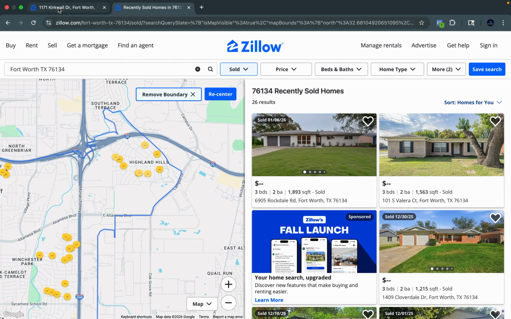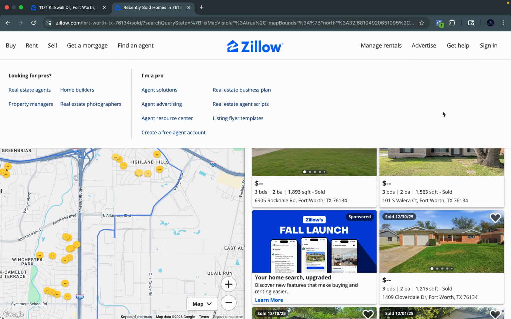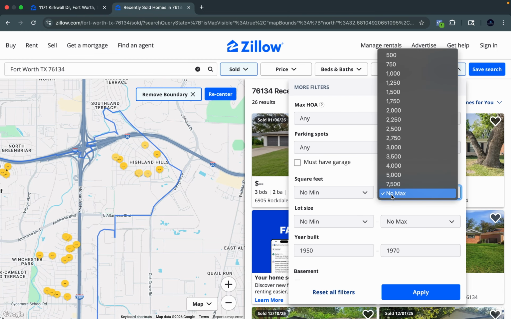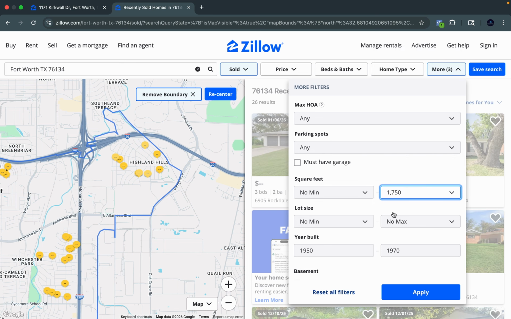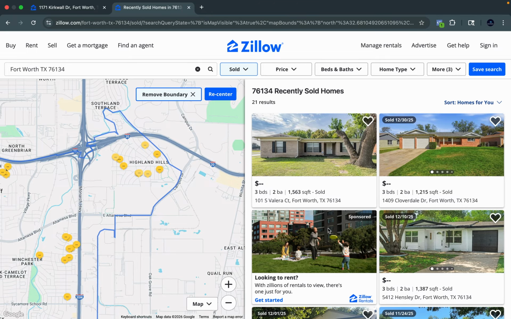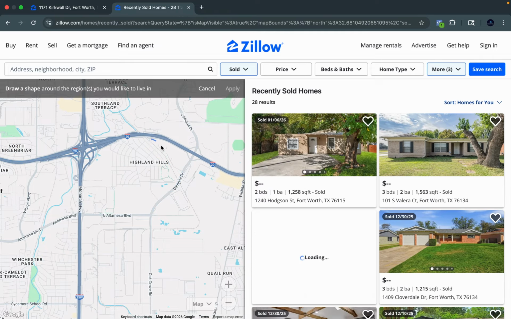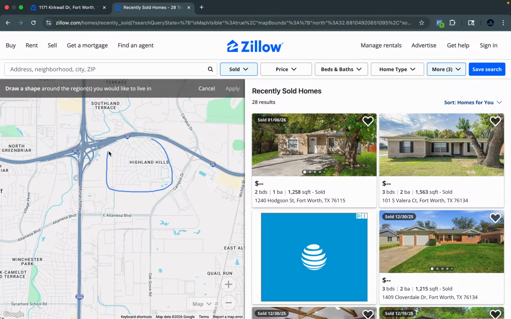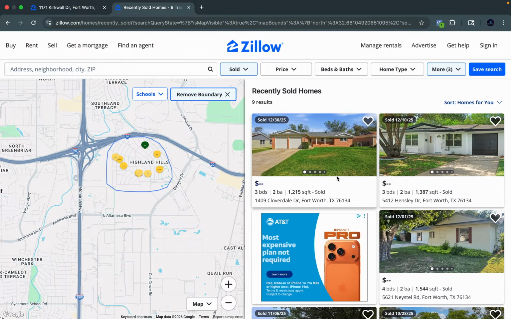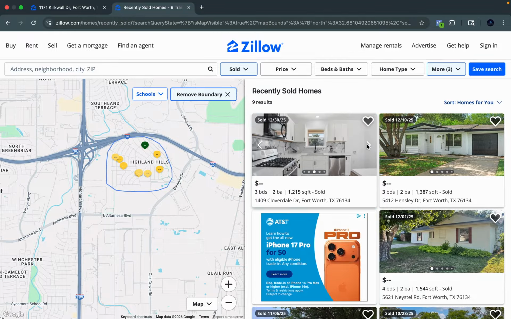Another thing I like to do, typically in this case, there aren't that many results. But if there are 50, 60 homes, you want to make sure you're as close as possible to the square footage of the subject property. That way you can narrow down all the other big homes that you don't necessarily need. From there, since I already have an idea of where the home is, I'll draw another border just so we're only looking at homes that are close to the subject property. From there, we'll just look at all these newly sold homes, looking at their condition.